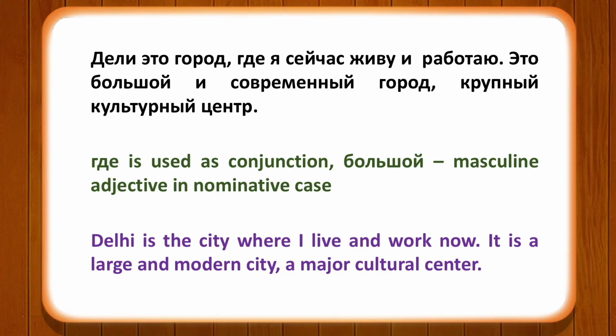Большой, it's an adjective. It is in masculine form and used in nominative case. Similarly, savremenny is also an adjective. We have already discussed the meaning of savremenny. Savremenny gorad, krupny, kulturny, all these adjectives are used in nominative case. And their translation is, Delhi is the city where I live and work now. It is a large and modern city, a major cultural center.